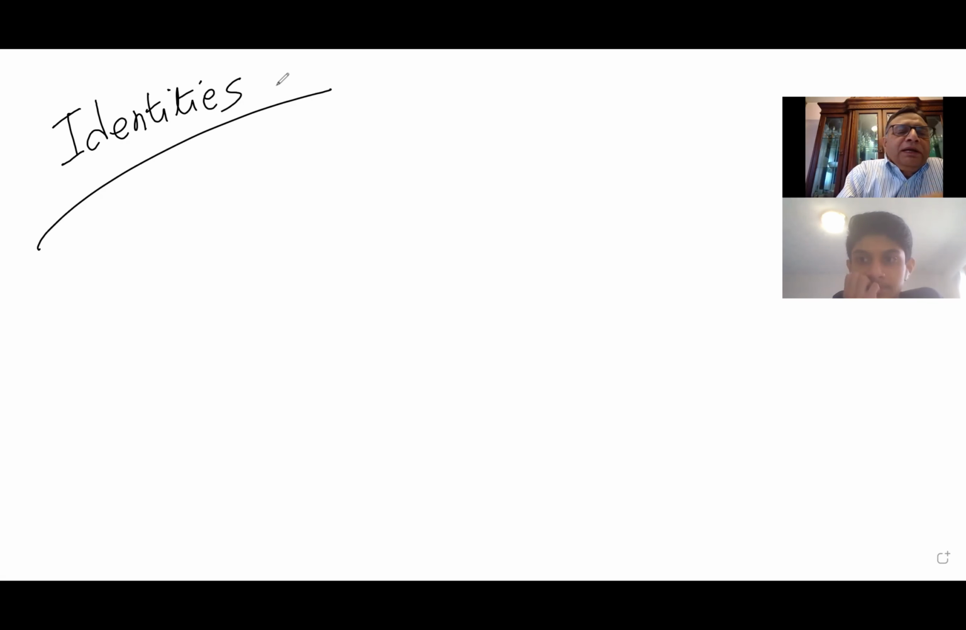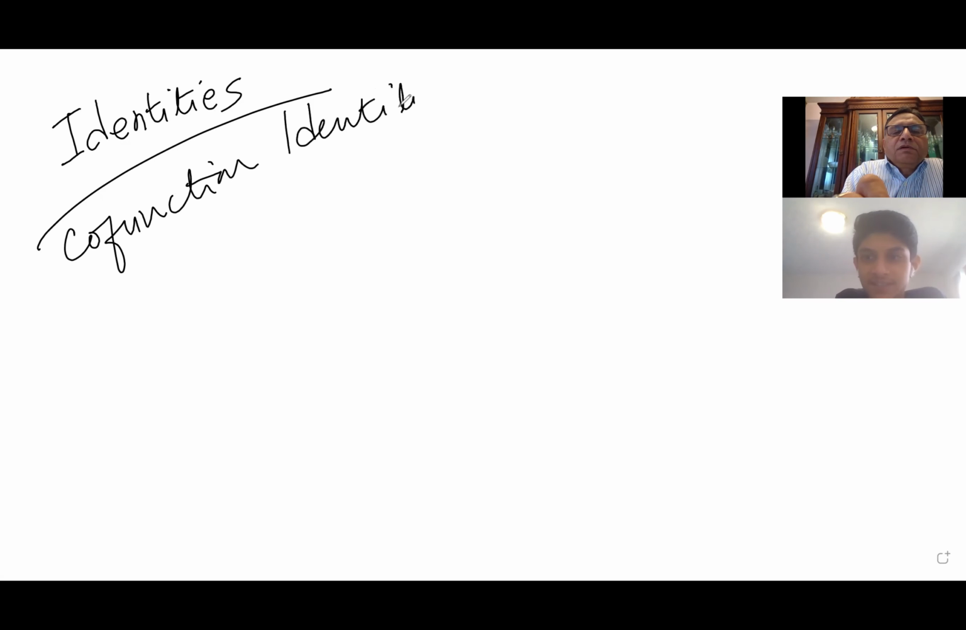We'll begin with the co-function identity. Do you remember that? I have a vague memory of it, sir. Okay, what do you remember? Sir, I think it is used to find related angles, the cofunction identity.